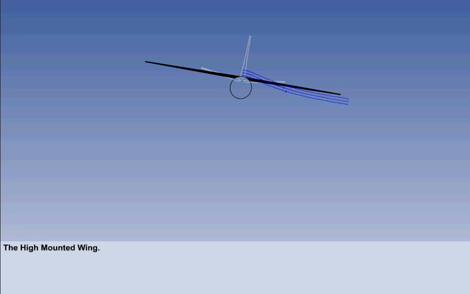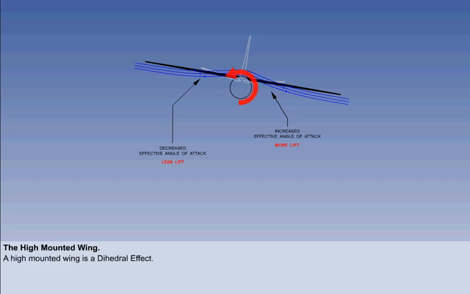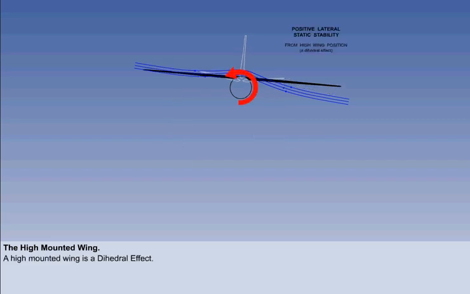The airflow over the top of the fuselage wing junction gives more lift on the wing into wind and less lift on the wing out of wind, which generates a rolling moment back towards wings level. An aircraft with a high-mounted wing has positive lateral static stability merely because of the wing position on the fuselage. Because a high-mounted wing gives the same positive contribution to lateral stability as does dihedral, a high-mounted wing is known as a dihedral effect.